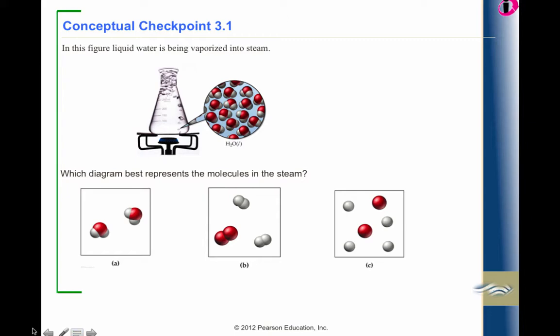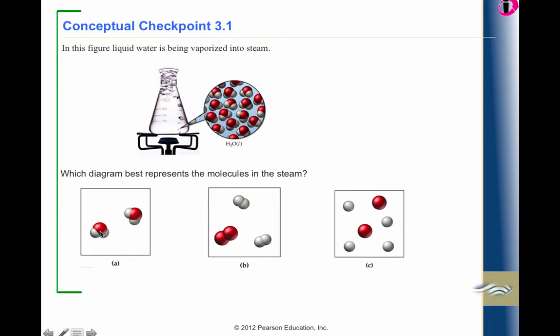All right, so let's apply these ideas with a question. In this figure, you have liquid water and it's being vaporized into steam. Which diagram best represents the molecules in the steam? Is it A, B, or C?